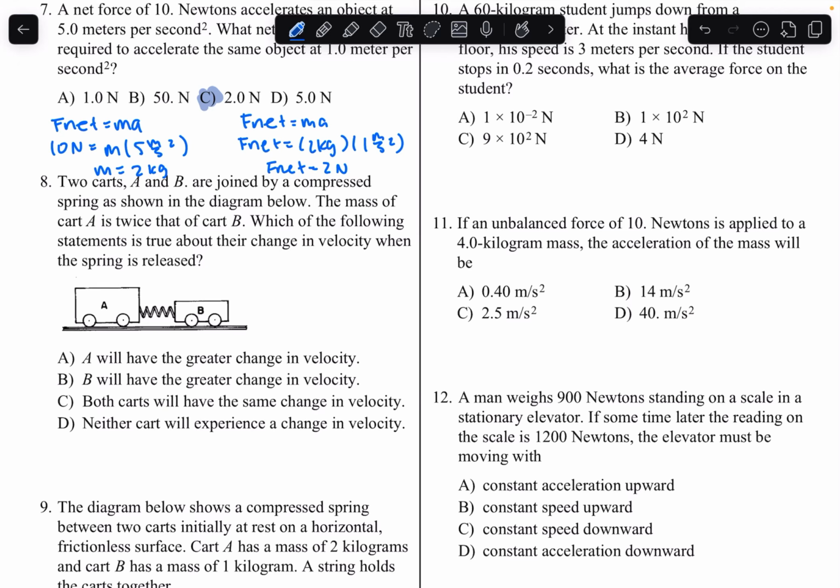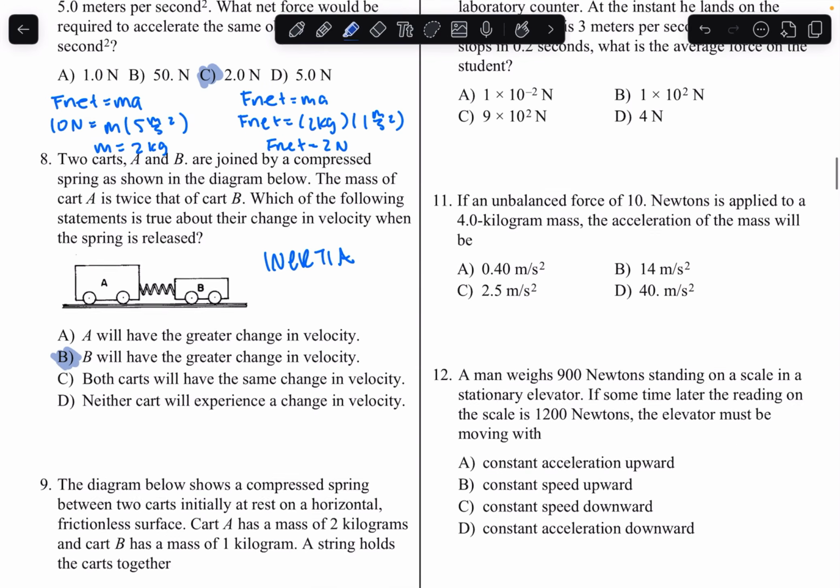So this question seems kind of confusing, but it's just about inertia. Remember that inertia is the same thing as mass, and it's harder to change the movement of an object with more inertia rather than the movement of an object with less inertia. So since cart A has twice the mass or twice the inertia as cart B, it's harder to change the movement of cart A and easier to change the movement of cart B, which is why cart B would have a greater change in velocity.